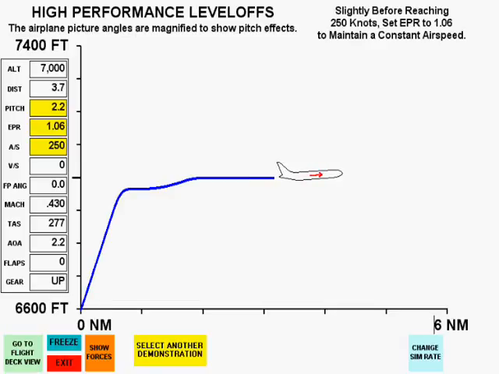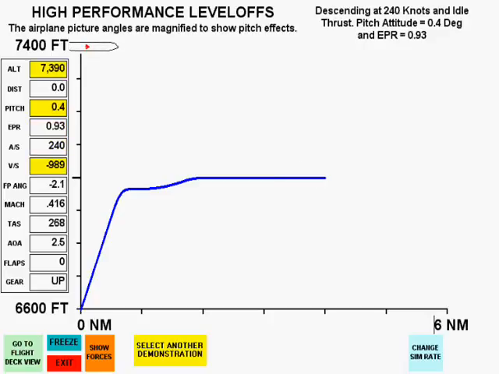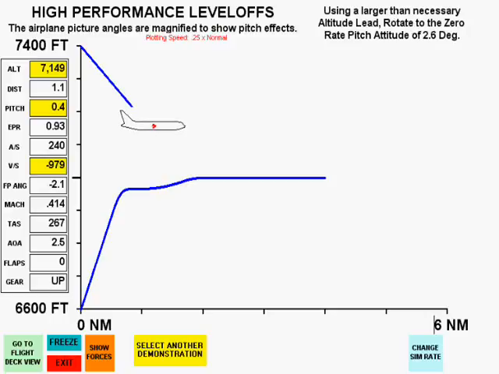Next, we will capture 7,000 feet from a descent. We're descending at 240 knots with a pitch attitude of 0.4 degrees and idle thrust. Using an early altitude lead, we'll rotate to the zero rate pitch attitude of 2.6 degrees.